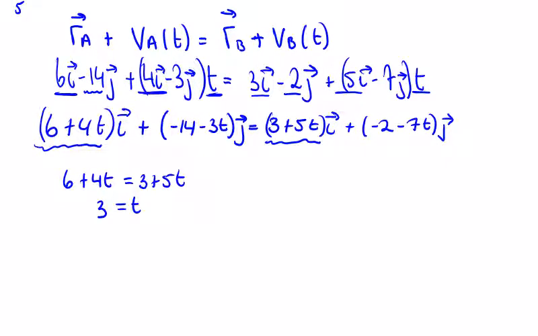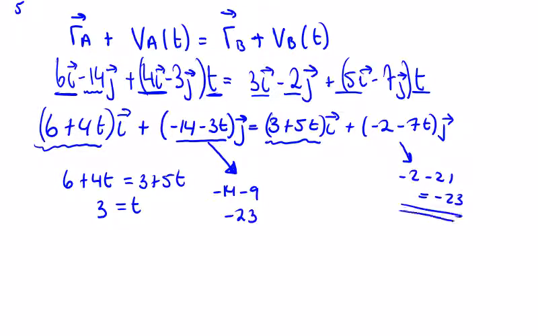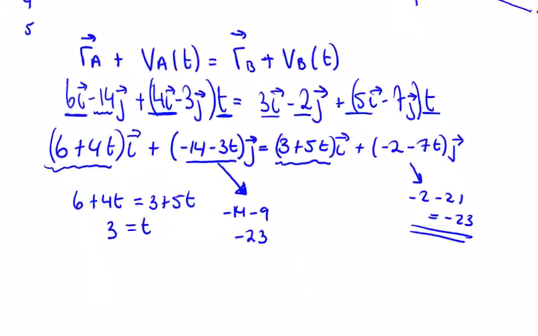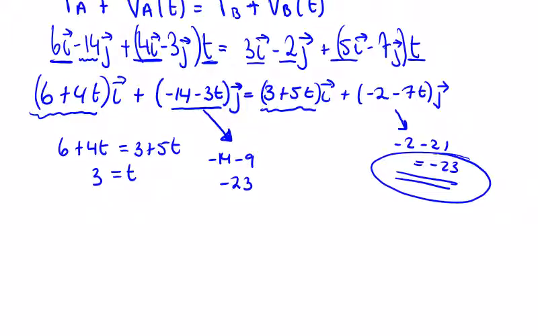And then if t is equal to 3, what are my j components? These must be equal: minus 14 minus 9 is minus 23, and this one, minus 2 minus 21 is also minus 23. So the position is, as we saw up above, 18i minus 23j.